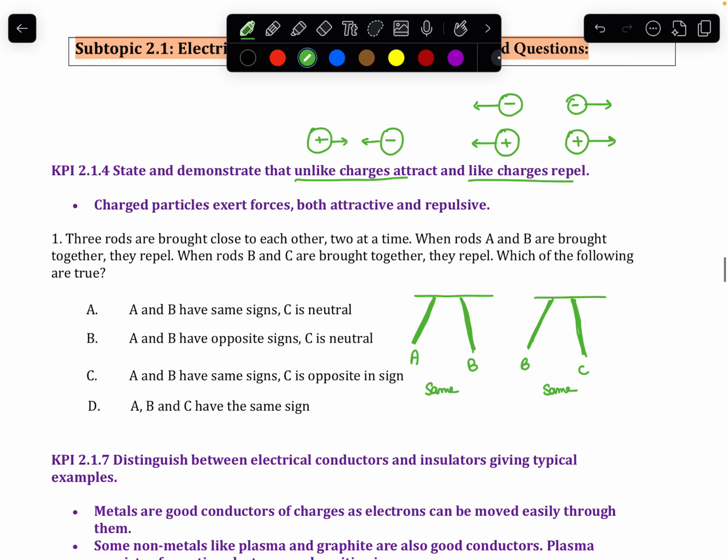So A and B have the same sign and C is neutral? No. A and B have opposite signs and C is neutral? No. A and B have the same sign and C is opposite? No. They all have the same sign.